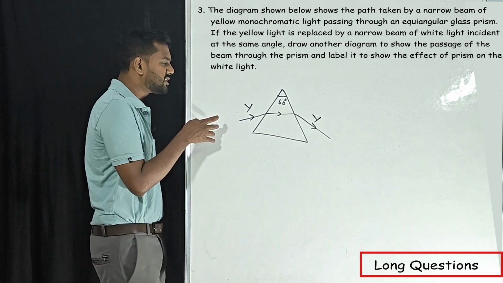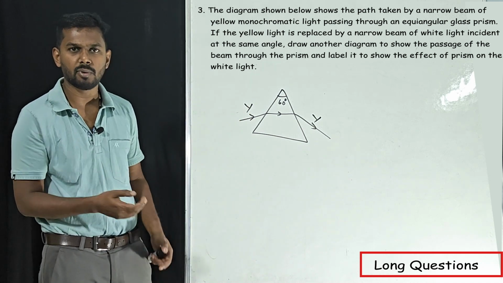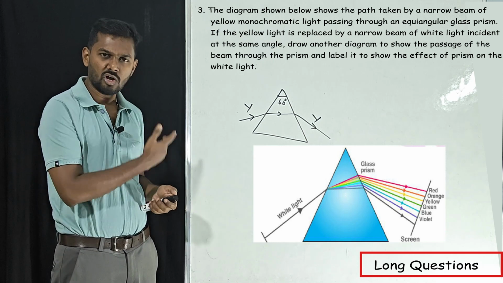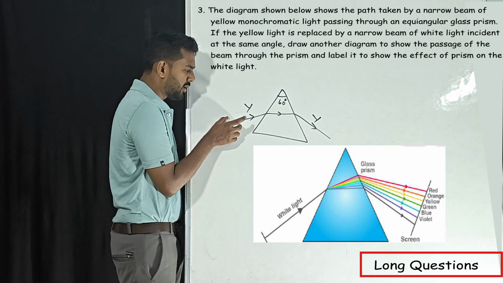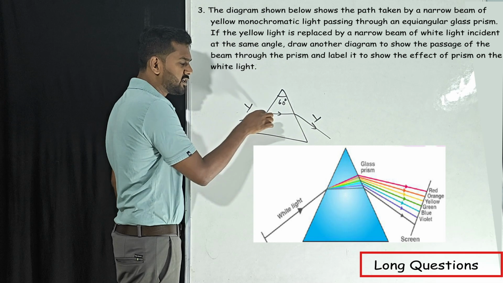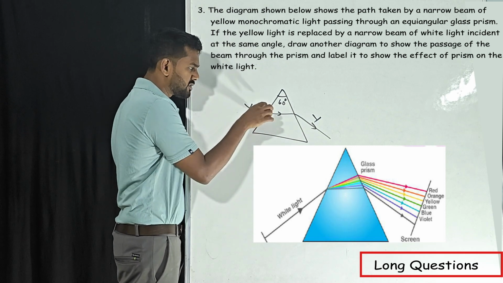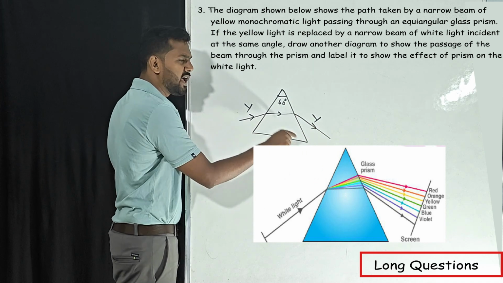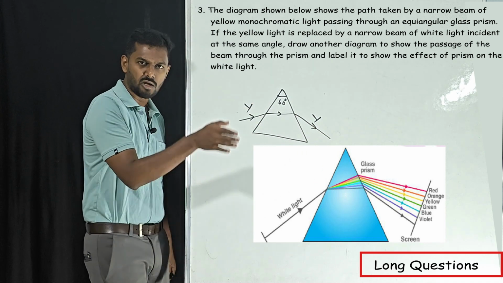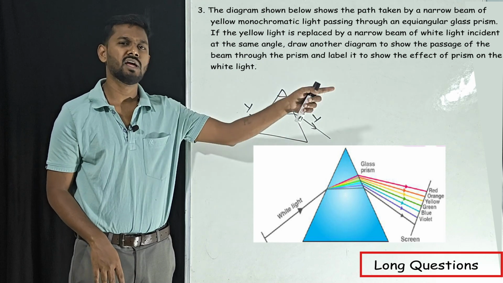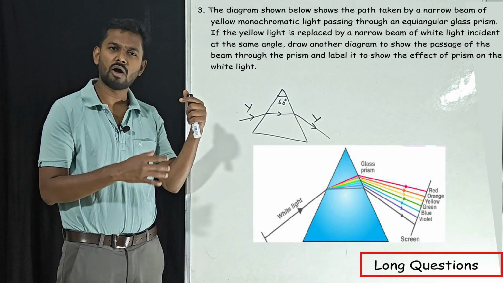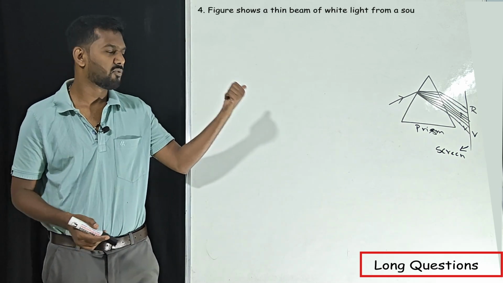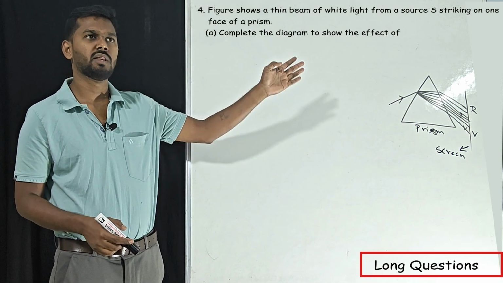Very simple question. Instead of yellow light, what happens if I pass white light at the same angle? We have learnt this in the concept video and many questions. If you pass white light instead of yellow, it splits into 7 different colors. So on the first surface there is both dispersion as well as deviation. On the second surface, all the colors will again take a turn towards the base, which is again deviation. You know how to draw it, so we are not discussing it. Our next question: in the figure there is white light, a prism, and a screen.